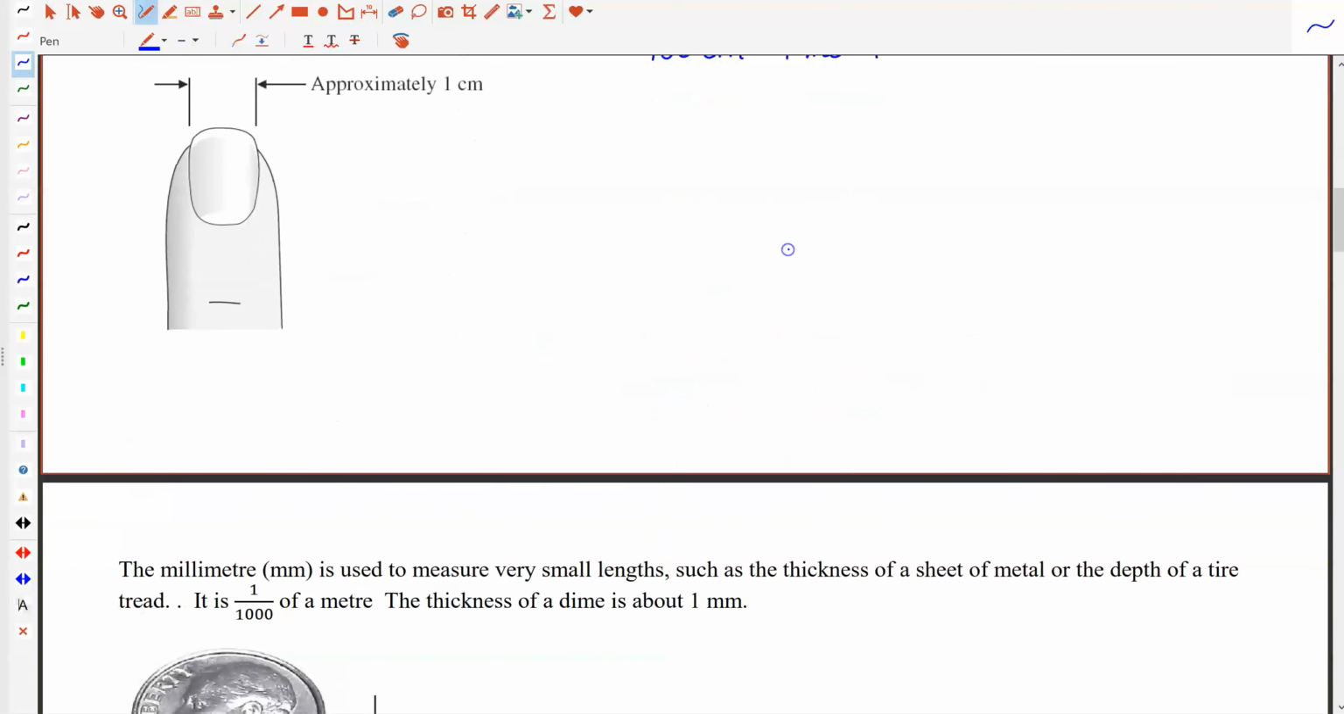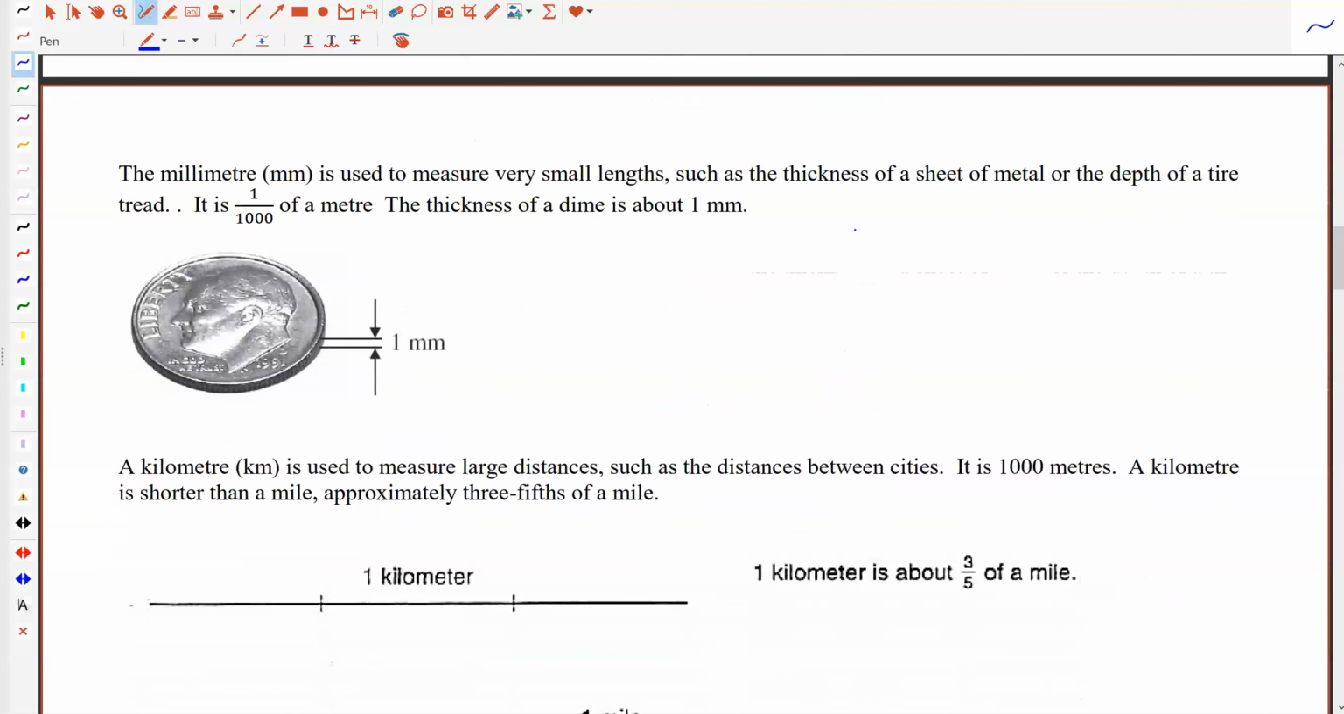An even smaller unit for measuring length would be the millimeter, whose abbreviation is mm. The millimeter is about the thickness of a sheet of metal or the depth of tire tread. So you can say that a millimeter is 1/1000th of a meter, which we could write as a decimal as 0.001, or you can say that you have 1,000 millimeters in 1 meter. For a common reference object, the thickness of a dime is about 1 millimeter. So those would be very, very small units.